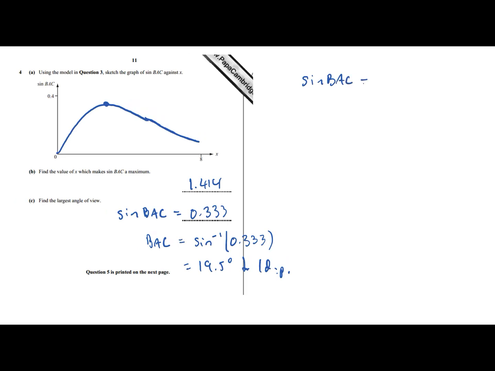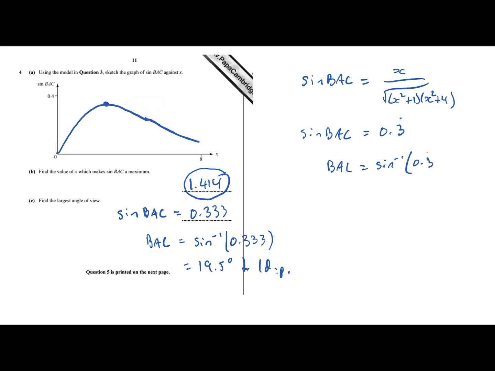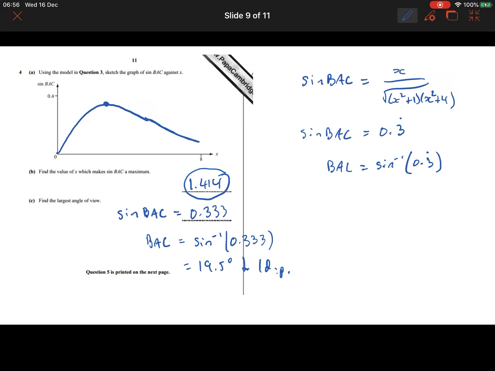Okay, so again, I hope that makes sense, because remember what you're plotting is sine BAC over x, that is x over the square root of x squared plus 1 times x squared plus 4. So when you plug in this value of x, you get sine BAC equals 0.3 recurring. And so BAC is the inverse of that. Hope that made sense, because I didn't spot that instantly myself. Okay, it's easily done.